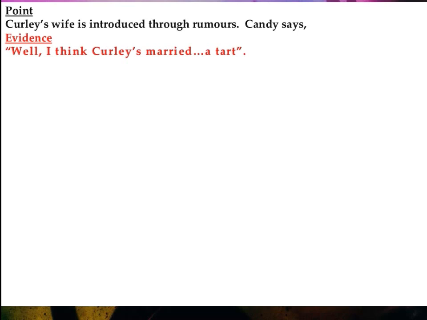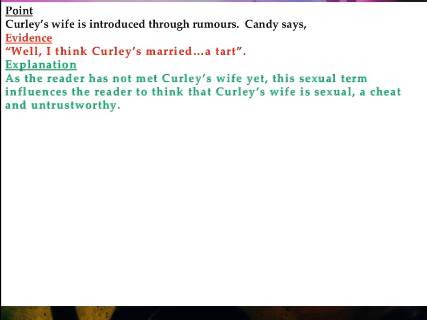So the point is, Curley's wife is introduced through rumours when Candy says, "Well, I think Curley's married a tart." So basically I'm going to say in my explanation, talk about the word tart. As the reader has not met Curley's wife yet, this sexual term influences the reader to think Curley's wife is sexual, cheat and untrustworthy. So because we've never met her yet, this is unfair because it's just a rumour, it's just gossip, and then I've explained what the word tart means.